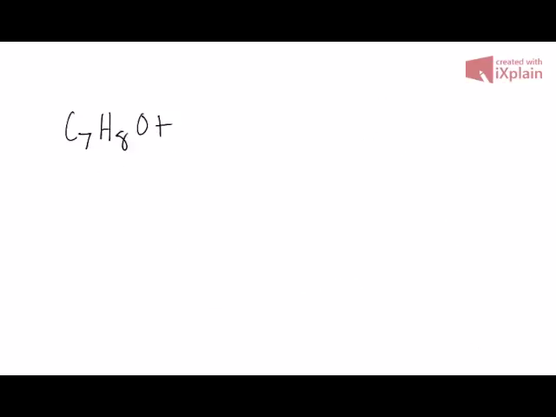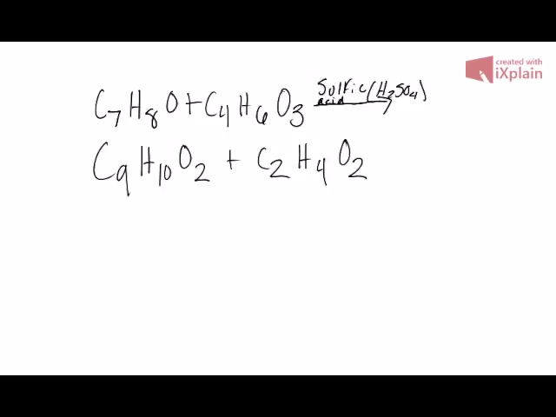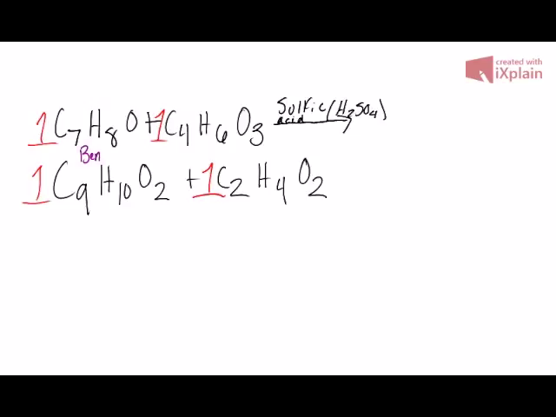In the experimental synthesis of benzyl acetate, the reactants were benzyl alcohol and acetic anhydride. These formed benzyl acetate and acetic acid. The catalyst for this reaction was the sulfuric acid.